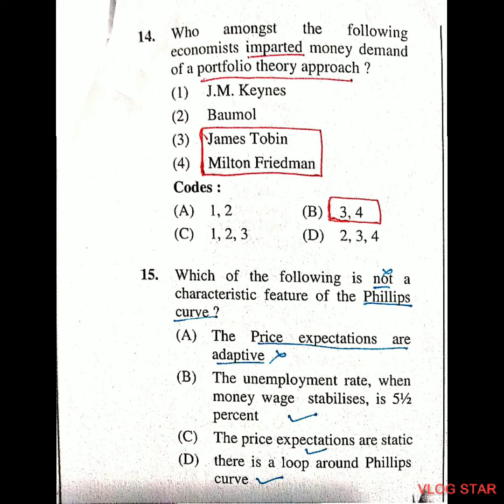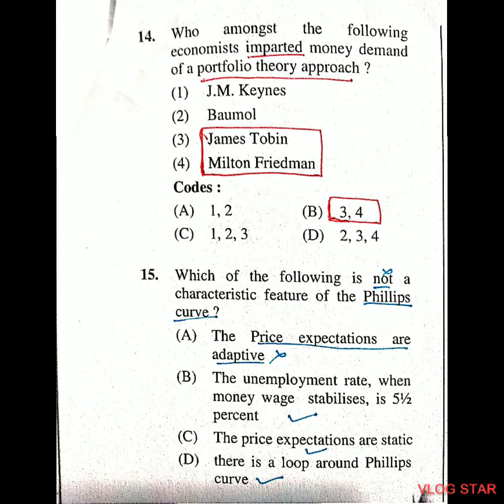Question number 15. Which of the following is not the characteristics of Phillips curve? First one is not the characteristics. Other three are the characteristics of Phillips curve. Those are the unemployment rate when money wage stabilizes is 5.5%. Then the price expectations are static. And what it says in the first one, it is adaptive. It is not adaptive, it is static.